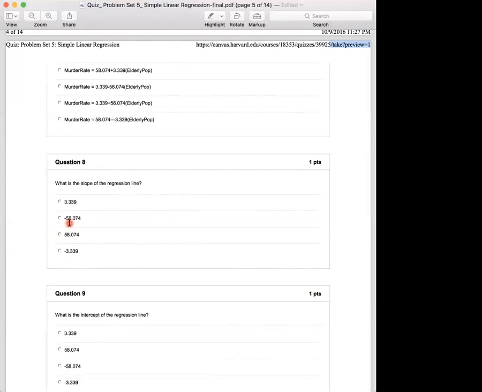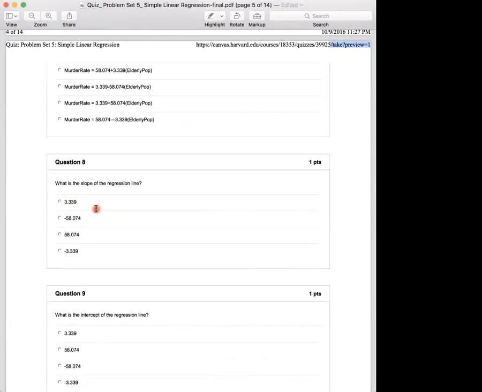Now, if it were any of these values, it doesn't actually make any sense because, first of all, these are the intercepts, and second of all, they just don't describe the data. But also, if we had a positive value for the slope, then it would say the opposite of what we want to say. In other words, if we claim that the slope was a positive 3.339, as that first option would indicate, then it would tell us that for every 1 unit increase in the percentage of elderly people, the murder rate increases by 3.339.